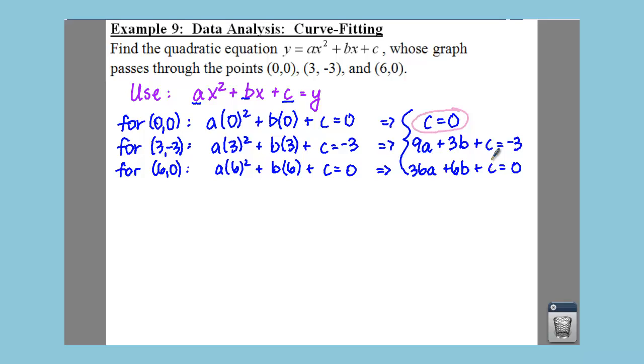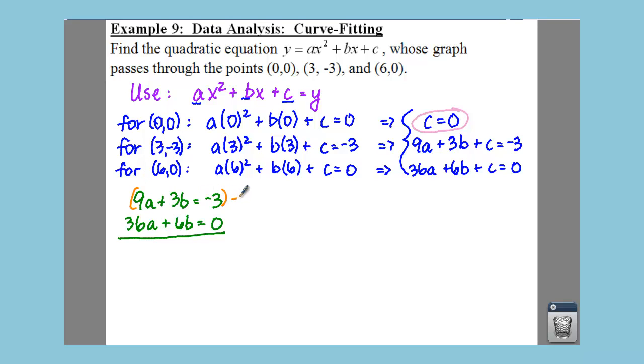So we can actually put c equals 0 in for these two equations, and if you do that, that's going to cancel out your c's because those are just zeros. So the equations that you're going to need to solve for a and b are 9a plus 3b is equal to -3, and 36a plus 6b is equal to 0. So this will be a lot nicer.